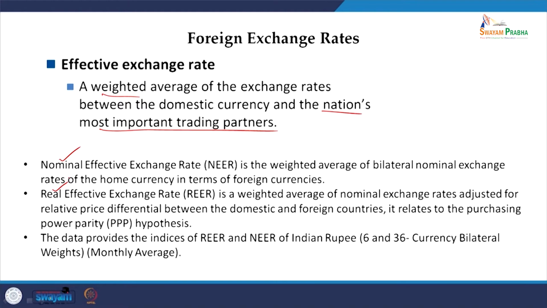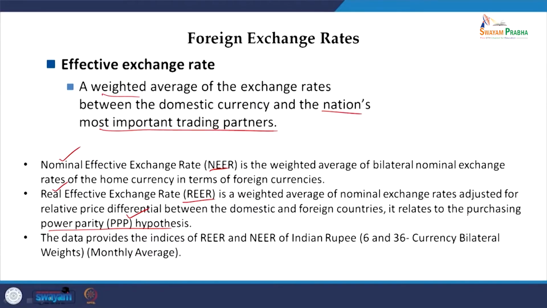So the real effective exchange rate is a weighted average of the nominal exchange rate which is adjusted for the relative price differential between the domestic and foreign countries. It relates to the purchasing power parity hypothesis. So when real is referred to, we find the connection with adjusted inflation, adjusted prices. Basically we are referring to the purchasing power parity hypothesis, and the exchange rate can be referred to internationally when it is in PPP terms.